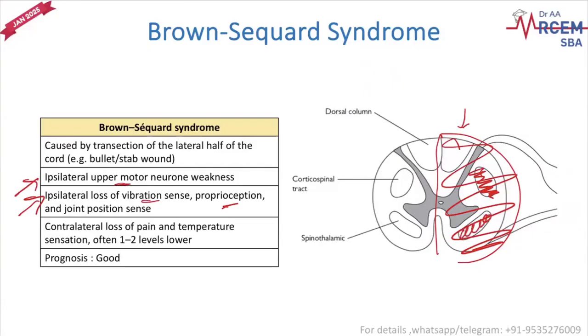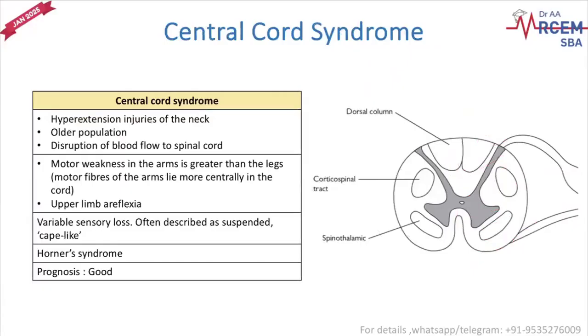Spinothalamic tract crosses, so it is contralateral, 1 to 2 levels lower. Because it has crossed 1 to 2 levels lower, these fibers are injured. So contralateral loss of pain and temperature is what you need to be aware of. Prognosis is excellent. It is good.